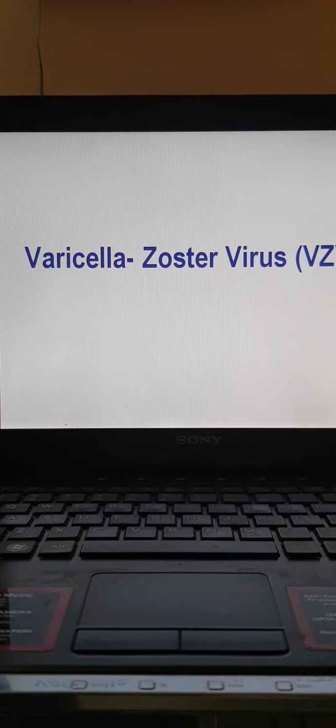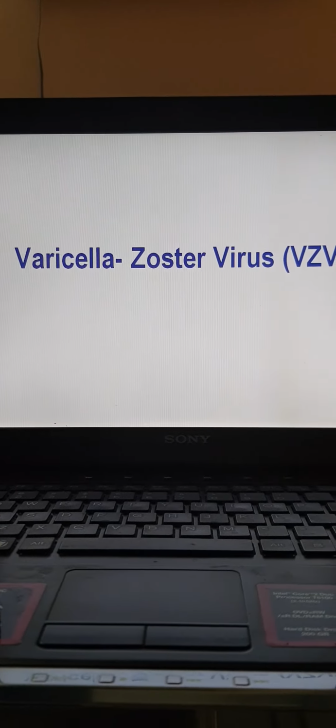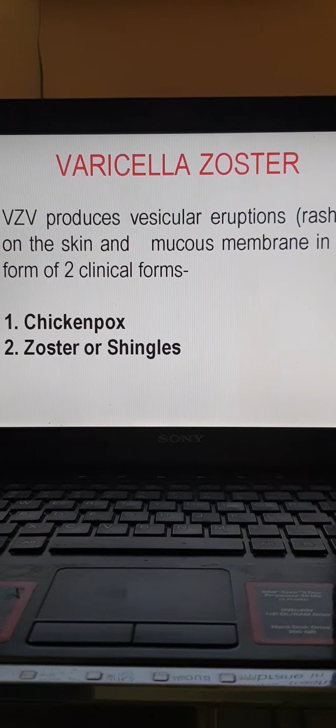The next is varicella zoster virus. This is also a DNA virus and belongs to the Herpesviridae family, subfamily Alphaherpesvirinae. Varicella zoster virus produces vesicular eruptions or rashes on skin and mucous membrane in two clinical forms. One clinical form is known as chickenpox or varicella. The second clinical presentation is zoster or shingles.